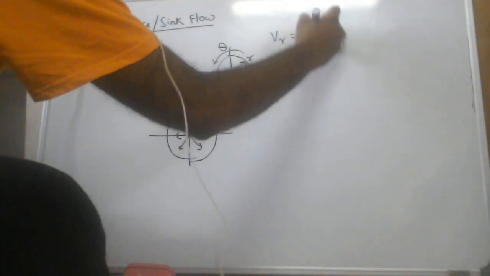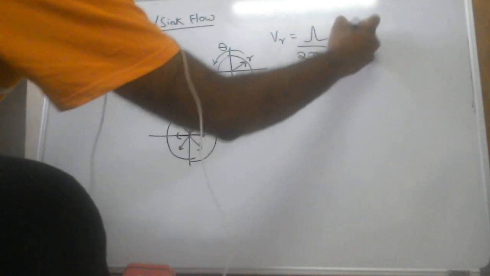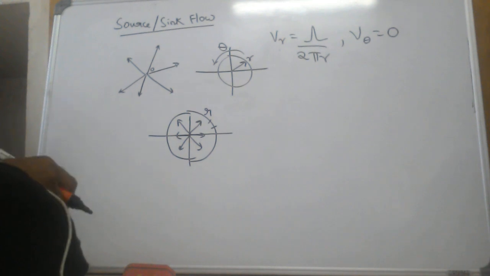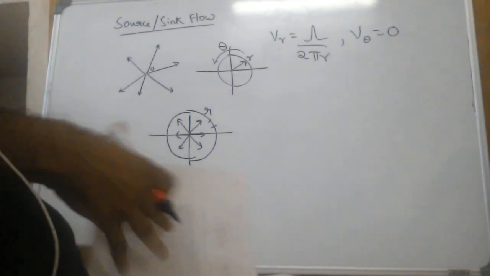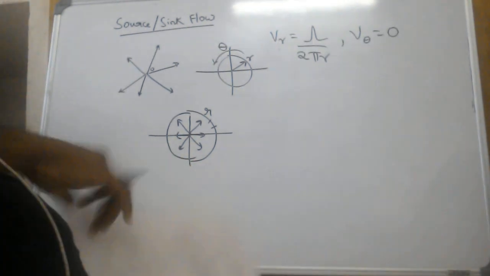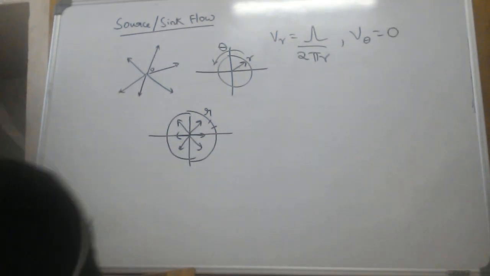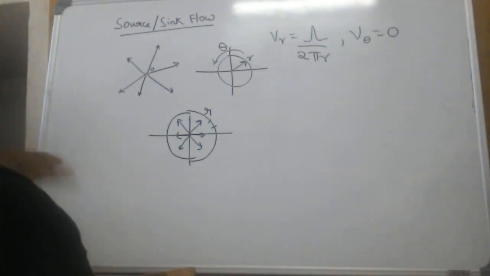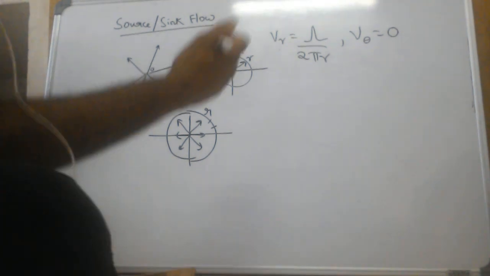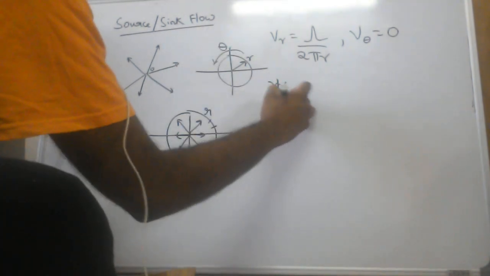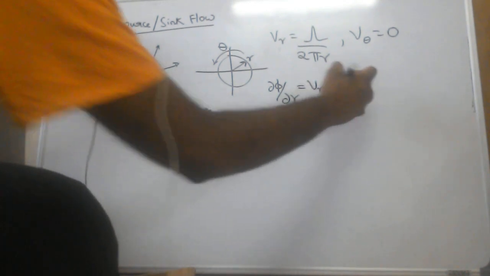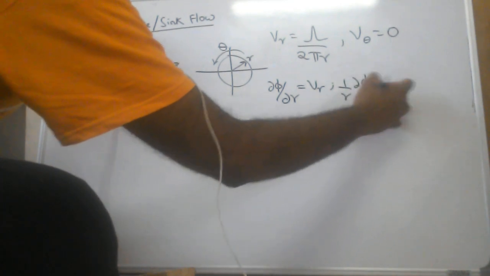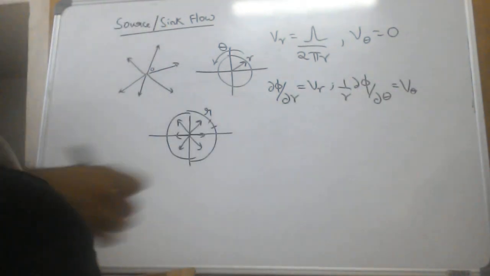Vr is lambda by 2 pi r and v theta is 0. Now let's look at the velocity potential and the stream function of this flow. So the velocity potential phi in the r theta coordinate system is given as: dou phi by dou r is Vr, and 1 by r dou phi by dou theta is v theta.